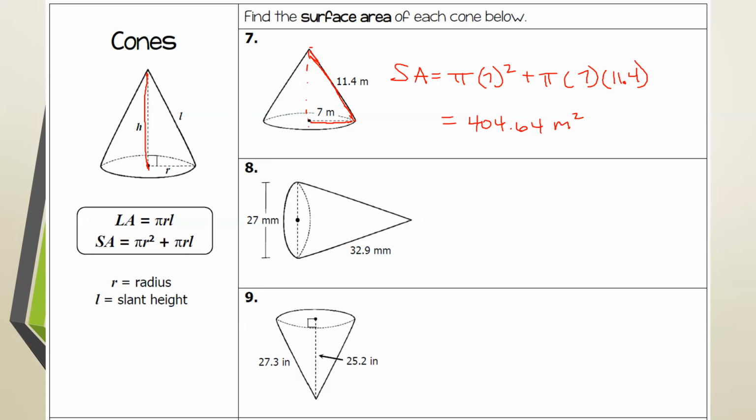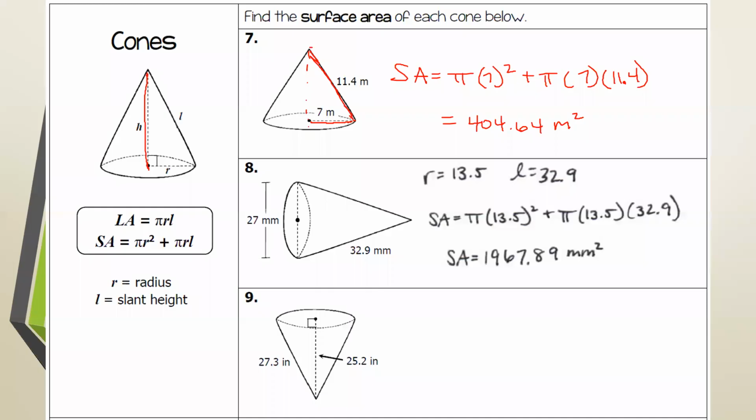Go ahead and try number 8. Try number 8 now. So for number 8, you should have gotten 1,967.89 millimeters squared. The radius of your cone is the radius of the base. And so since they gave you the diameter of 27, that means the radius is half your diameter. The slant height is the distance from the tip of the cone to the base. So that was labeled as 32.9. So you just plug those numbers into your formula and get your answer using your calculator, rounding on the very last step, of course.